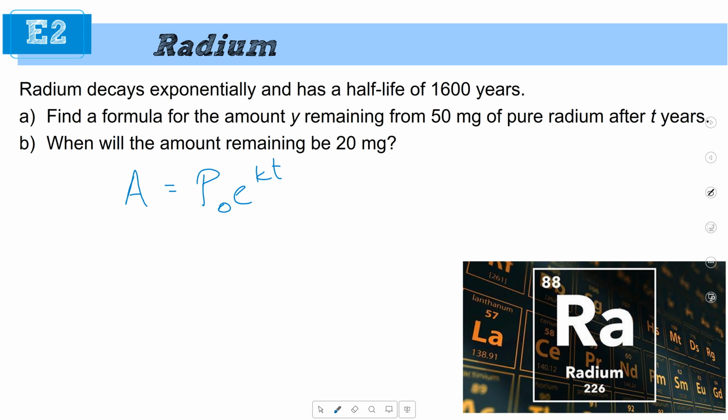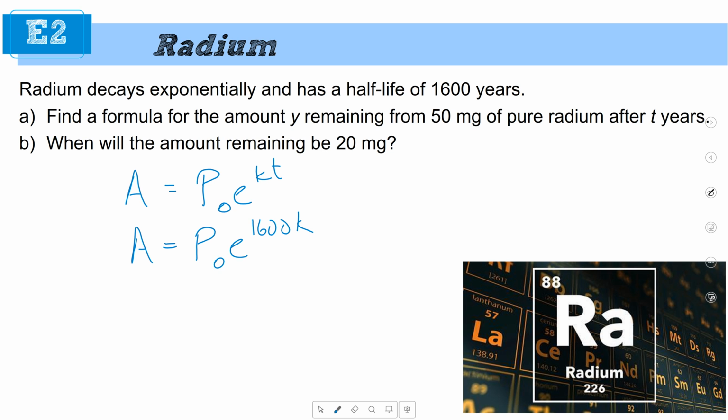What do we know in that equation? We know the half-life, which is A, P naught, e, k, or t. No, wait, it's t. It's time. So it would seem like I don't have enough information. But I do.